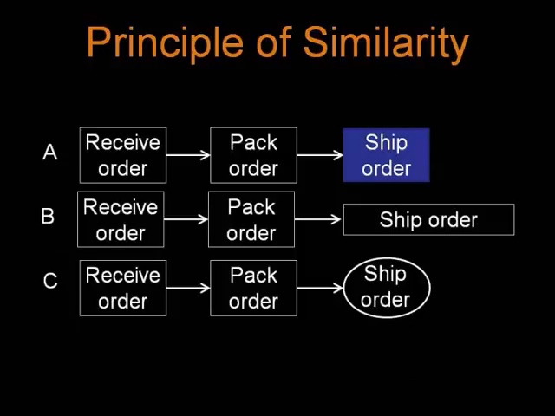That means that when you're drawing a diagram for business purposes, if you're going to make something a different shape or colour, it needs to have a purpose. So if ship order is going to be a different shape or colour, then there needs to be a reason for why we're highlighting that. Otherwise, it's just distracting to the reader.